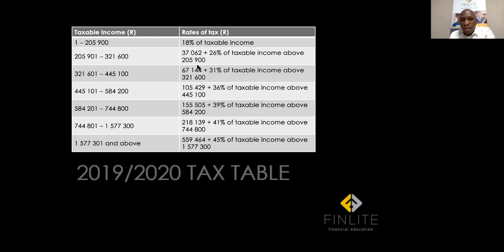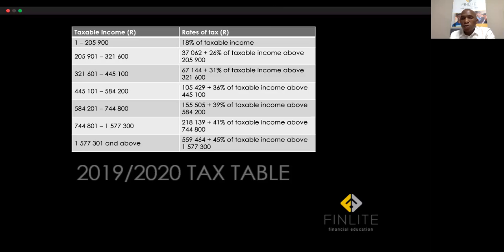between this tax bracket: the first 67,144 will be taxed at this percentage, 26%, and anything above will be taxed at 31%. Okay, so that's how the tax is actually calculated all throughout, and that's how you need to understand it.